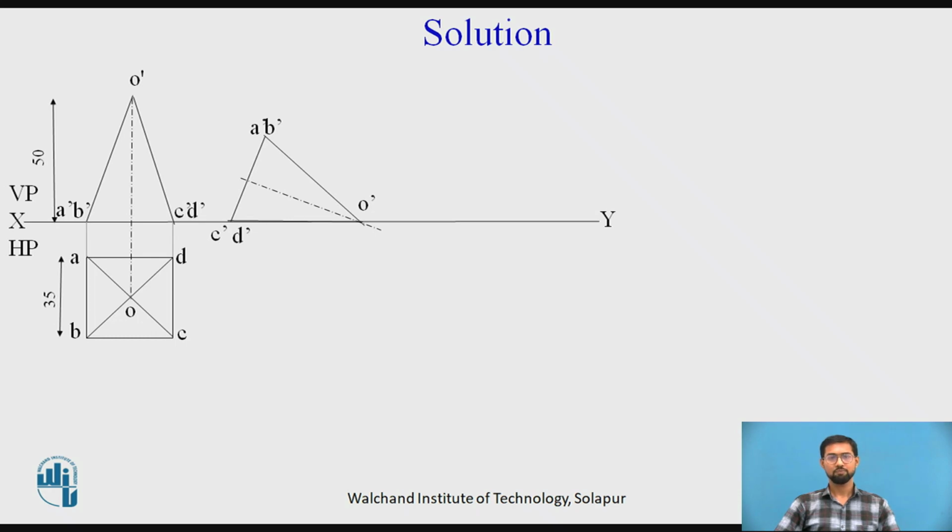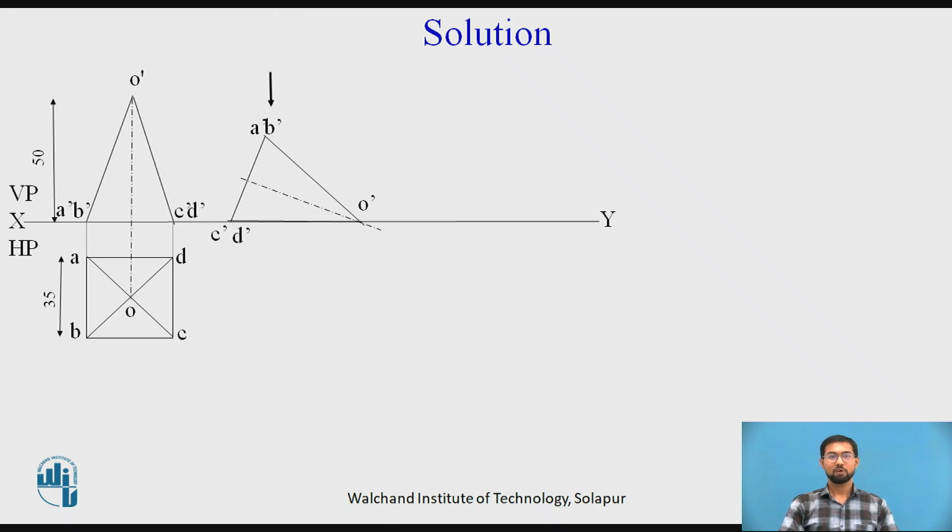Mark anywhere on the XY line the C dash, D dash points, and from the measurement of the slant height O dash, C dash, we will mark the O dash point. Then by using a compass we can easily mark the A dash, B dash points, and we easily draw the axis line.